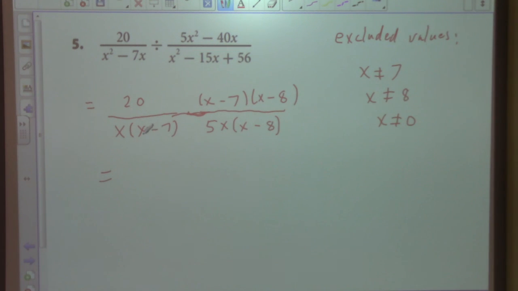So now what can we do? Cancel, cancel, cancel, cancel. And so it looks like 20 over 5x squared. And can we simplify this further? Yeah. What is this going to be? 4 over x squared. And then 8 to 8 more, or not?